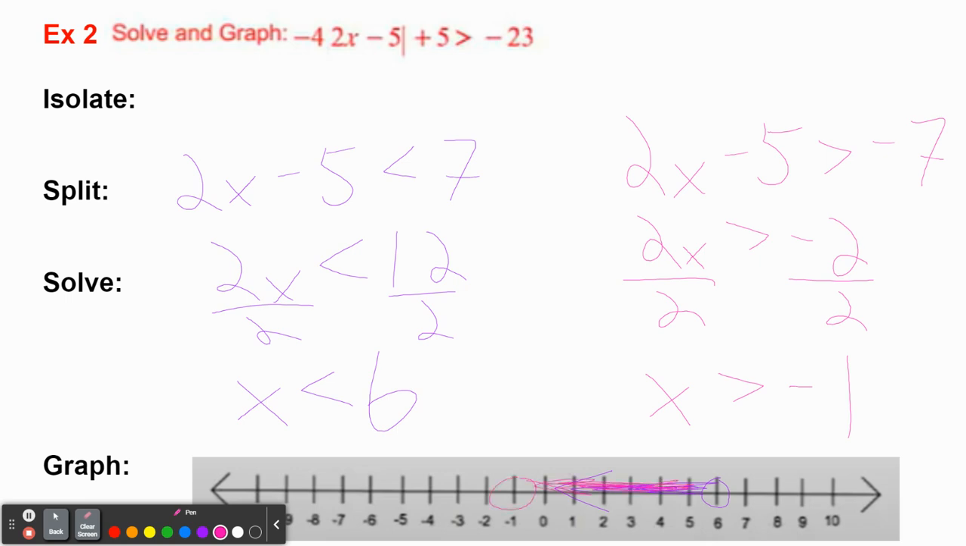So those arrow lines do not go forever. It's actually going to be just one line here. Everything between negative 1 and 6, not including those numbers because it's not or equal to, is our solution on the graph. Everything outside of those parameters is not a solution that will work here.